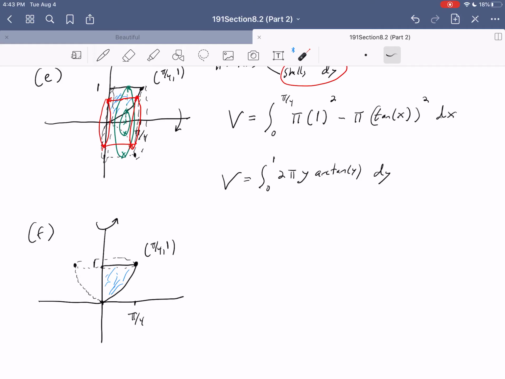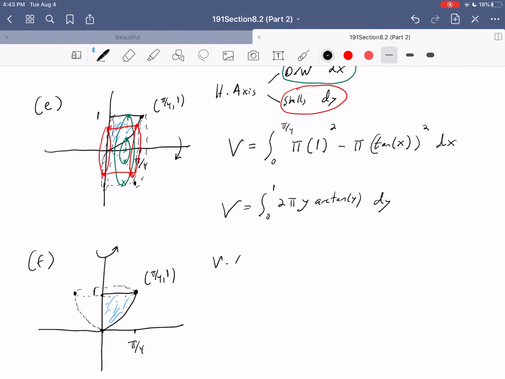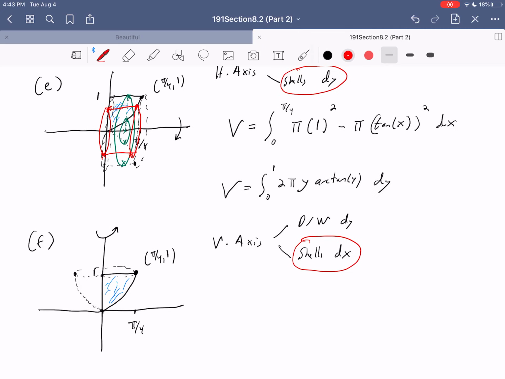So let's do the same sort of approach. We've got a vertical axis of revolution. That means discs and washers will be dy, where shells will be dx. So we want to start with doing a dx, so we'll go ahead and do the shells portion. So remember, shells, you want to draw parallel to your axis. So a typical shell is going to look something like that. Revolve that around, going to do that. And there's going to be your sort of typical shell.